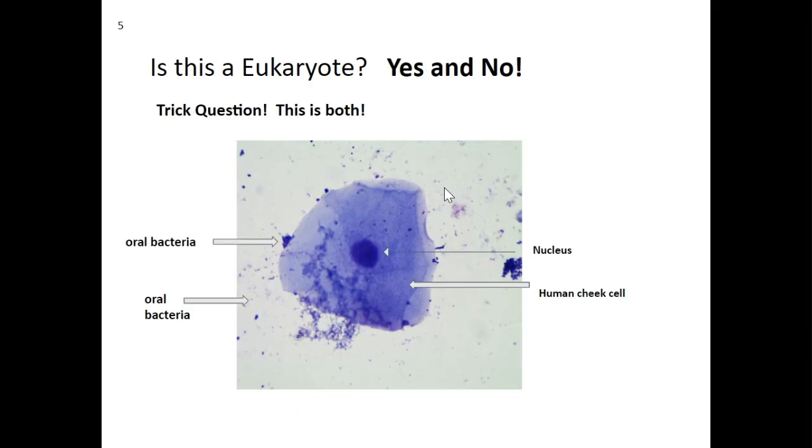All right, so this is a trick question. This is both. This big thing here in the middle is a eukaryote with a nucleus. So cell membrane, nucleus in the middle. And then all of these little dark purple blobs, these are bacteria. So for context, this is a cheek cell, scraped from the inside of someone's cheek and then put into water under the microscope. And so we can see this is probably saliva, I would guess.